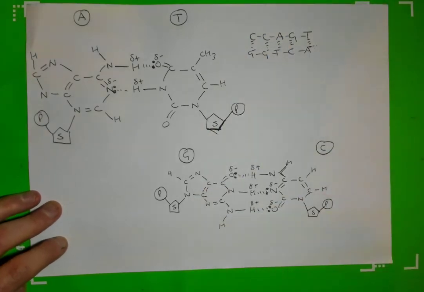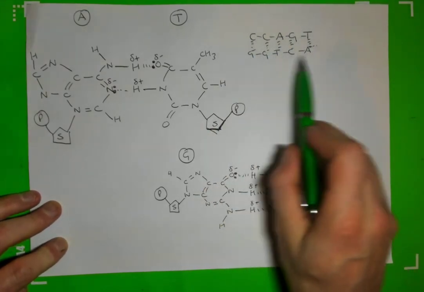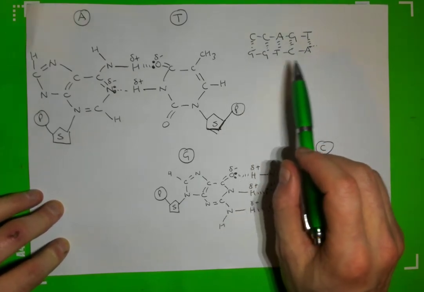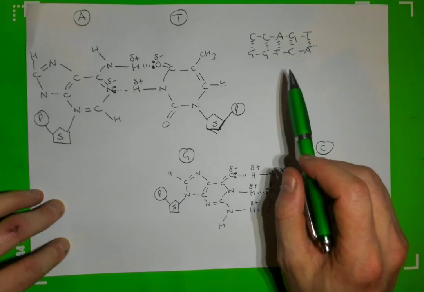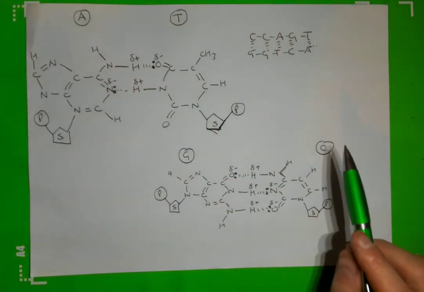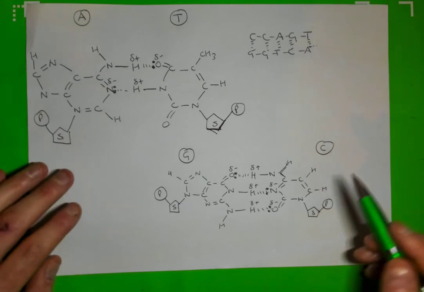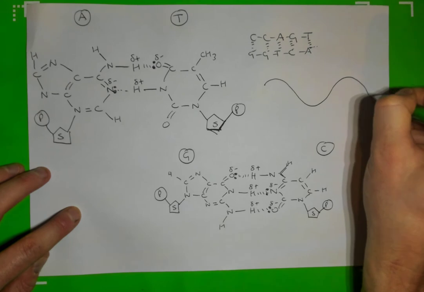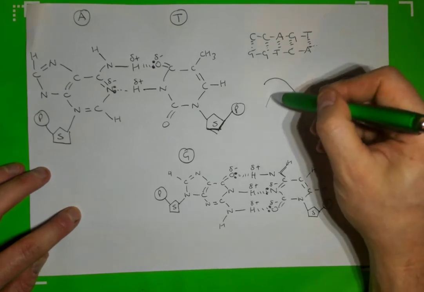But the shapes of the molecules are not linear like this. In order to fit neatly over each other, the two strands actually wind round each other in a shape we call a double helix. So if you imagine this is one strand, this will be the other.